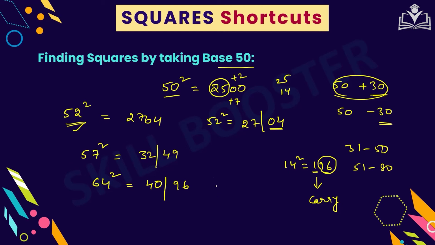Suppose, for example, you can calculate 71 also. 71 square. Comparing with 50, this is 21 more. 21 square value is 441. Last 2 digits are 41. And next, for this 25, you need to add 21. 25 plus 21, 46. 46 plus 4 as the carry, 50. So 5041. In this way, you will calculate 50 plus 30 squares. Once you know this shortcut, you can easily calculate 51 to 80 squares.